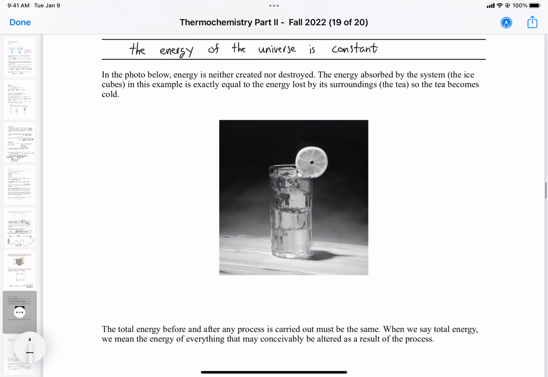But we could represent this transfer of energy by saying the energy of the system is equal to the negative of the energy that came from the surroundings. So in this case, the ice absorbed energy from the tea, which is our surroundings. So our system here is ice, and then what's around the ice is our surroundings, and that's the tea.